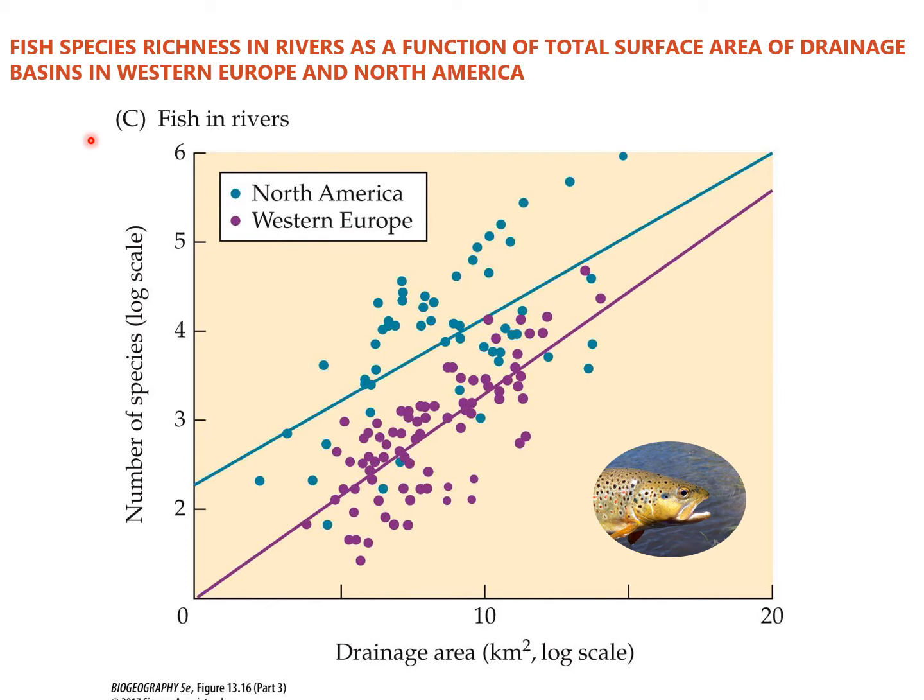Similar sort of thing going on here, where you have fish species richness in rivers as a function of drainage area. So this is for rivers, not lakes. But again, as the drainage area increases, you get an increase in species richness, and that's at different rates for North America and Western Europe, but overall the same trend. So what you can take away from this is that no matter what type of organism you're looking at, or the environment, these things tend to hold up: as the area increases, so too does the number of species.